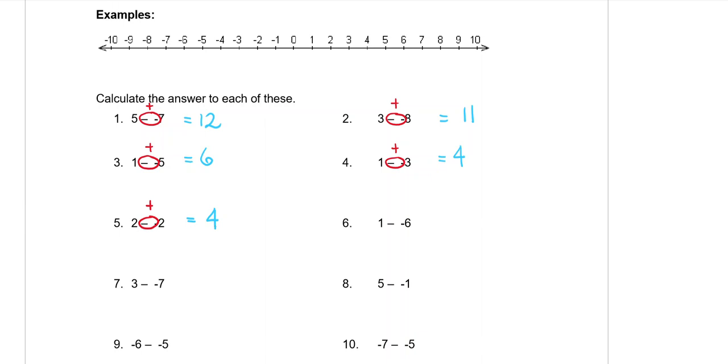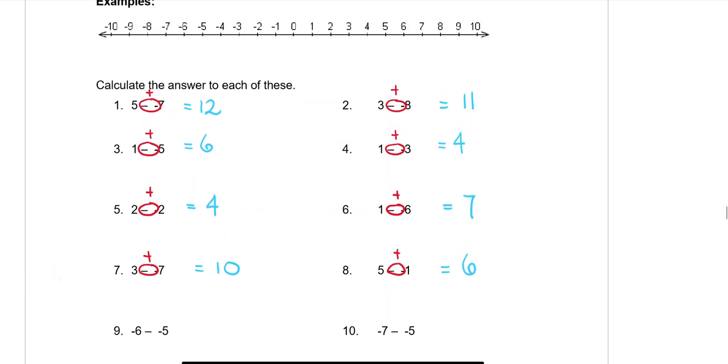Question 8. No, not 8. Question 6. Two minuses become a plus. So 1 plus 6 is 7. Question 7. The two minus signs become a plus. 3 plus 7 makes 10. So all of these ones, keep going. The minus makes a plus. 5 plus 1 makes 6.